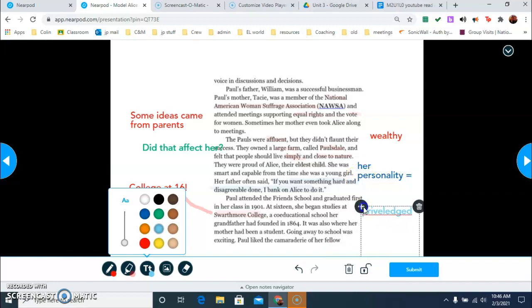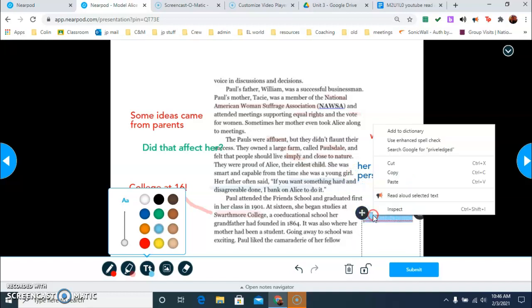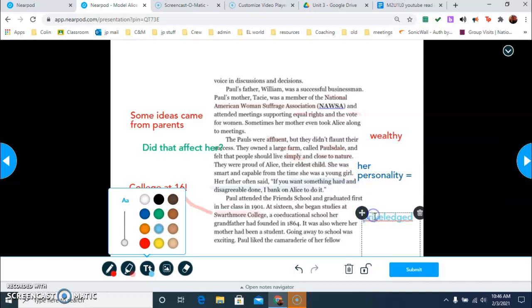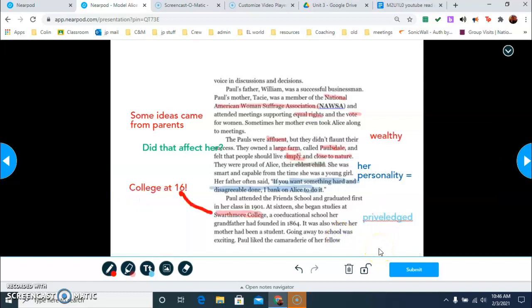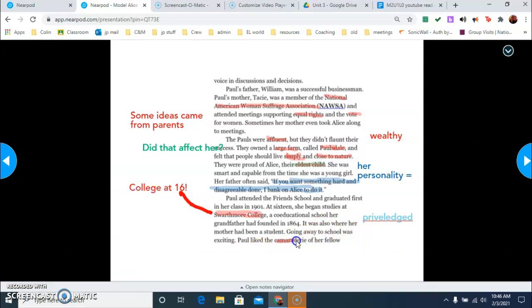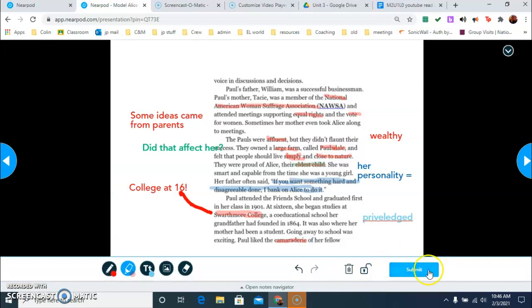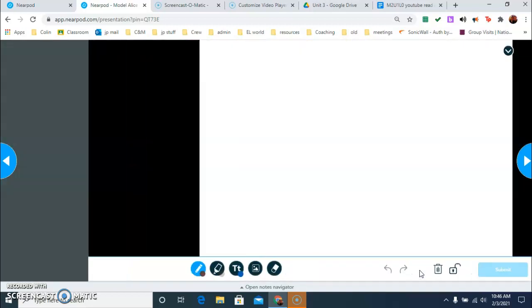She's going to the college that her grandfather, oops, I misspelled it. Privilege. I'm going to leave it like it is. It's just notes. Paul liked the camaraderie, meaning like friendship. I'm going to hit submit to go to the next one.